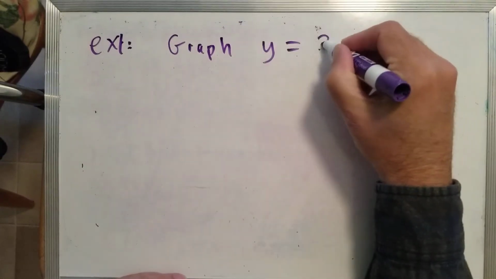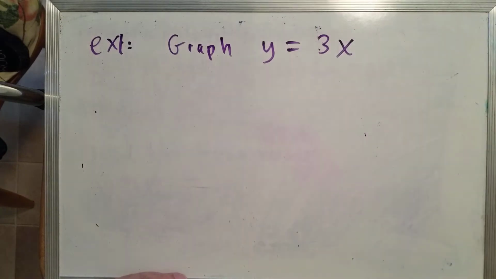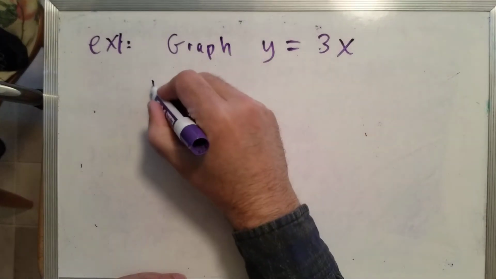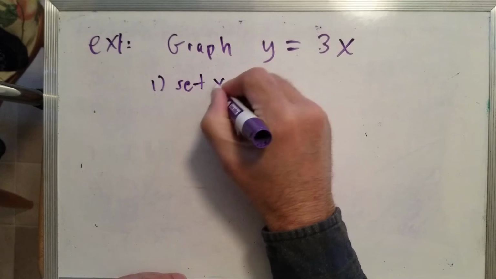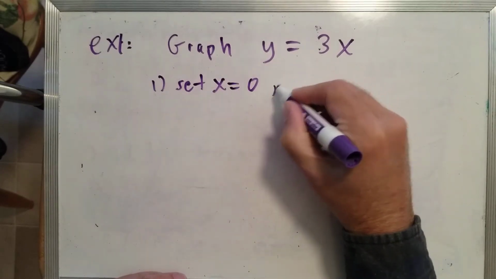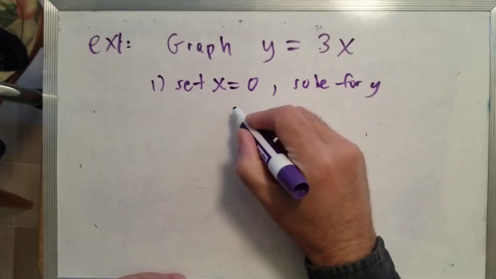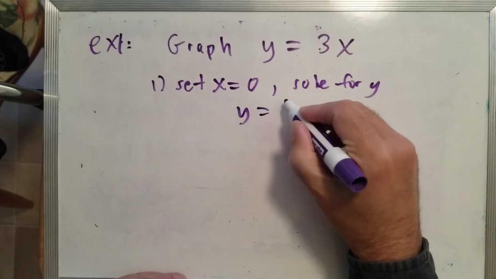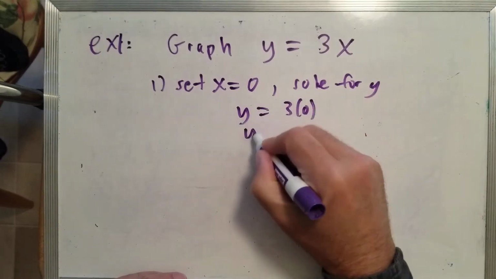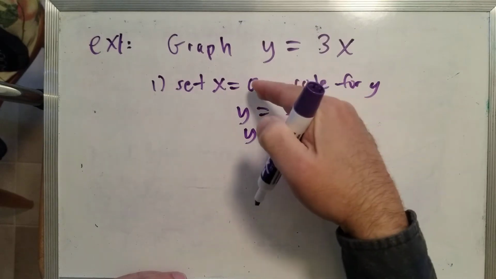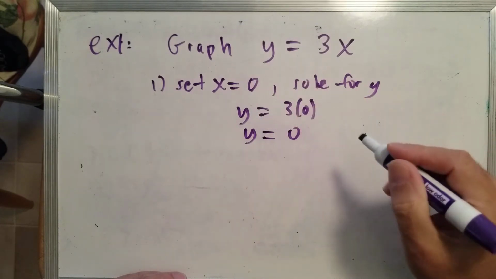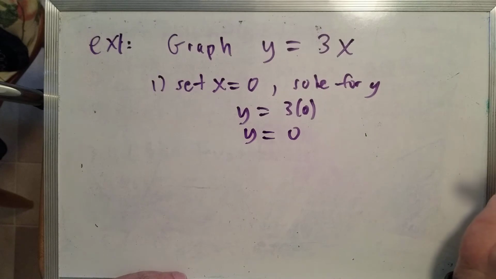y equals 3x. Well, the first thing I'm going to do is set x equals 0 and solve for y. So y equals 3 times 0, which means y equals 0. So if x equals 0 and y equals 0, that means that the line goes through the origin, which is both the x and y intercept. So we have to find another point on the line.